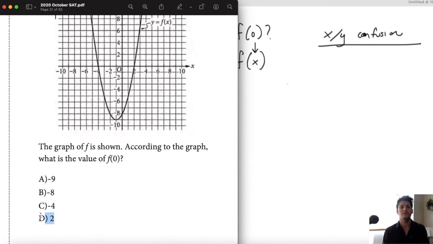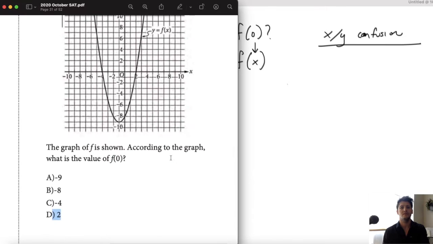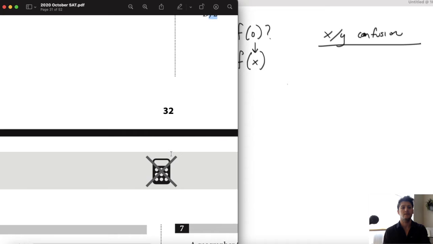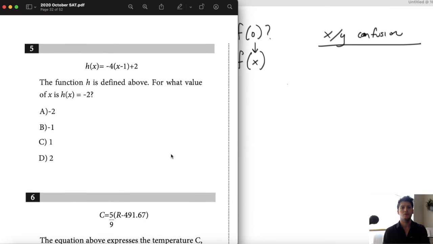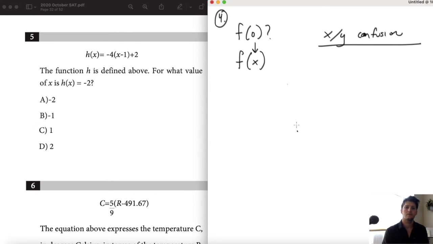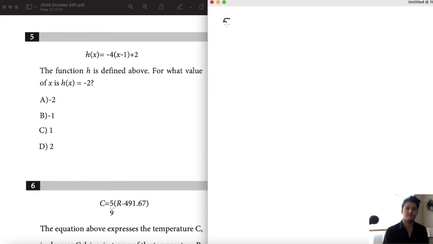So there's always a possibility of mixing up x's and y's. Be aware of that, and just the awareness that that's a thing will lead you to confirm. You'll probably end up getting the question right in that case. All right, so now we're on number 5.